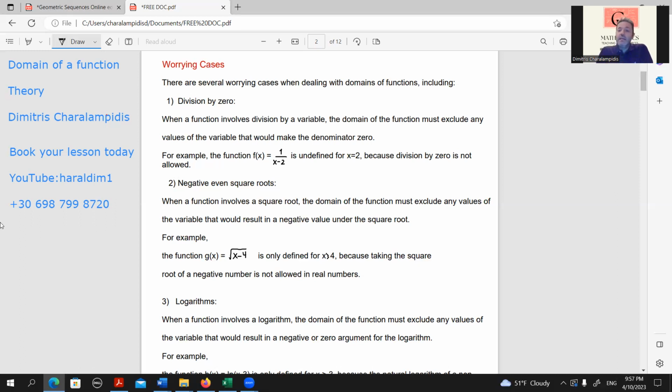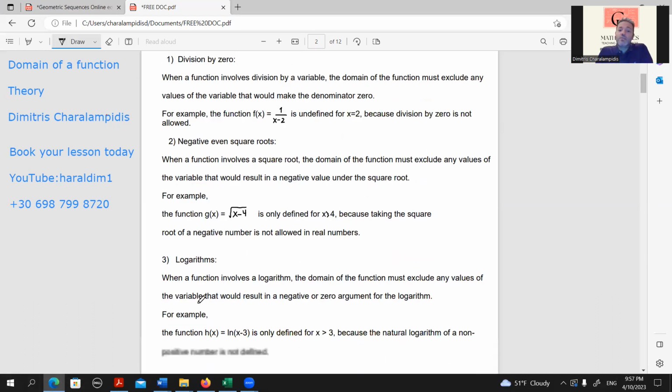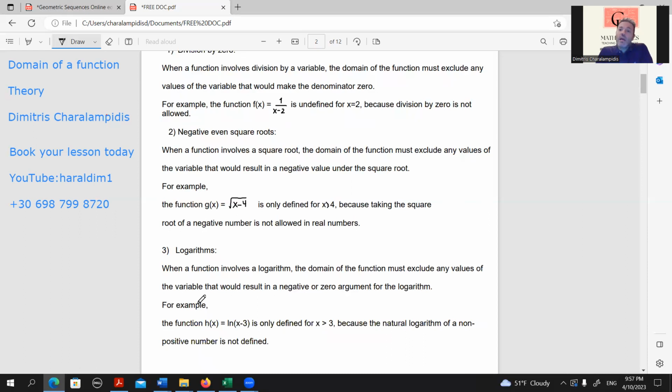And lastly, it's about logarithms. When a function involves a logarithm, the domain of the function must exclude any values of the variable that would result in a negative or even zero argument for the logarithm. For example, the function h of x equals ln of x minus 3 can only be defined for the values that make x minus 3, the logarithm's argument, strictly bigger than 0. So it can only be defined for x bigger than 3, because otherwise the natural logarithm of a non-positive number would not be defined.